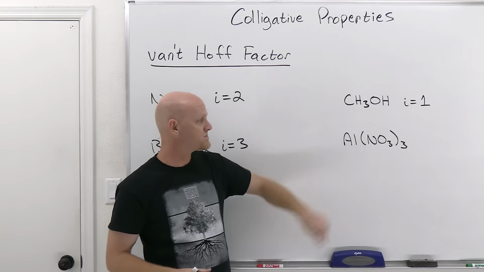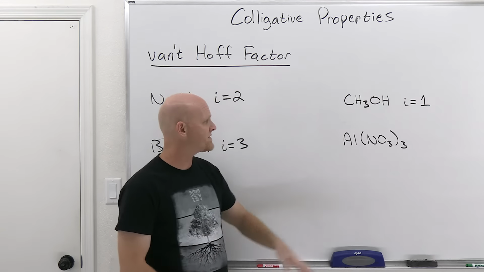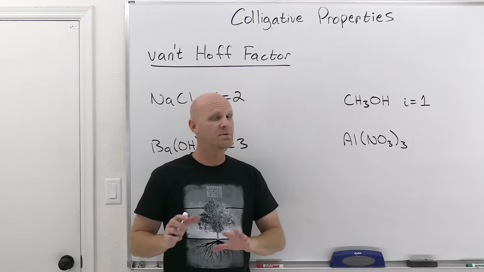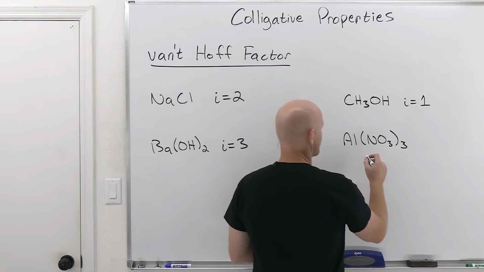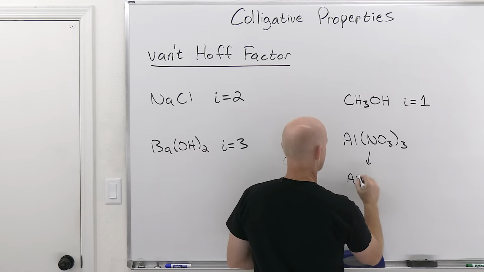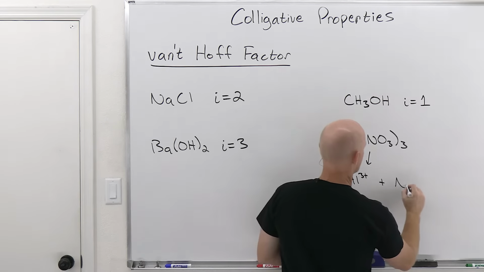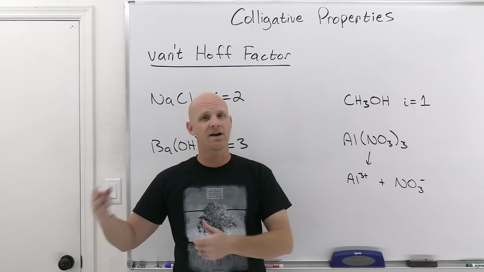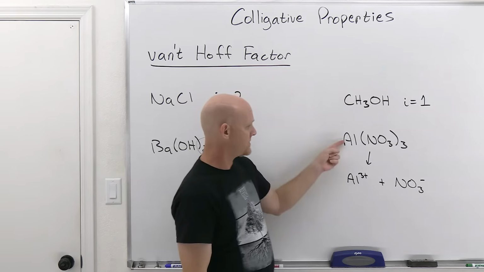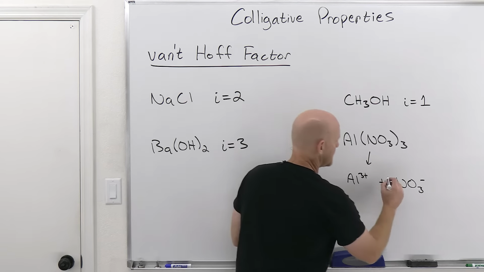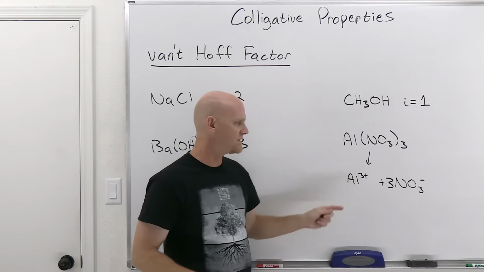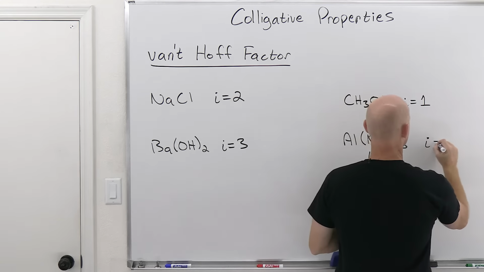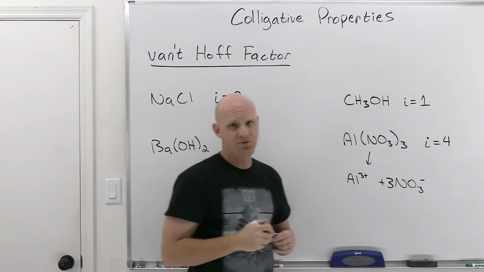So last but not least, we've got aluminum nitrate here, and I wanted to use one with a polyatomic ion because it's not necessarily the number of atoms something dissociates into, but the number of ions. You've got to remember that with something like aluminum nitrate, you're going to get aluminum ions, but you're also going to get nitrate ions. But the nitrate ions themselves don't break apart into nitrogens and oxygens and things of this sort. You're going to get 1 aluminum ion, but you're going to get 3 of these nitrate ions for a total of 4 ions. And so for aluminum nitrate, this Van Hoff factor equals 4.